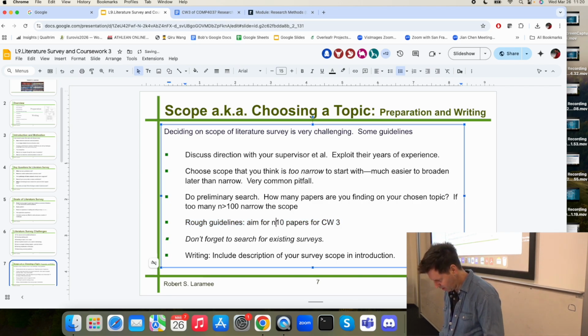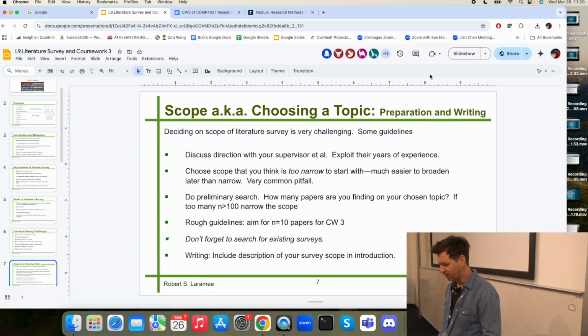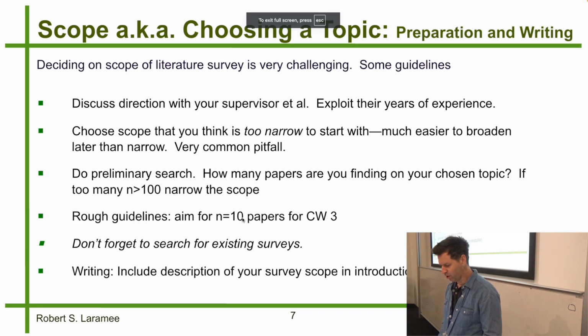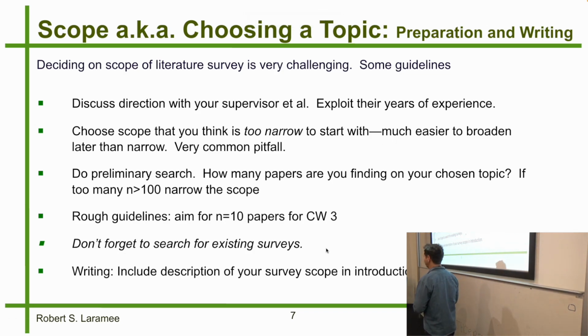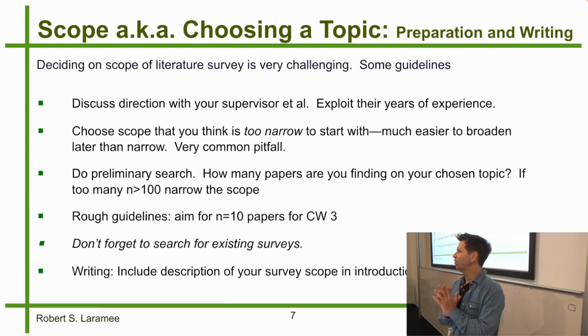N equals 10, where n is the number of papers. And as another guideline, you search for existing surveys on your topic first. I remember that was one of the workshop tasks. In one of the workshops, you were given a special task to search for existing surveys on a given topic. I don't remember exactly which workshop that was. Does anybody remember which workshop that was?